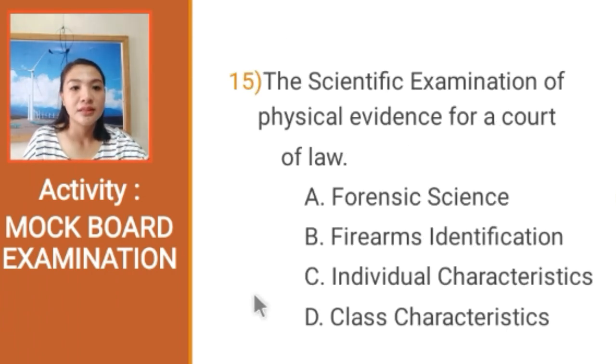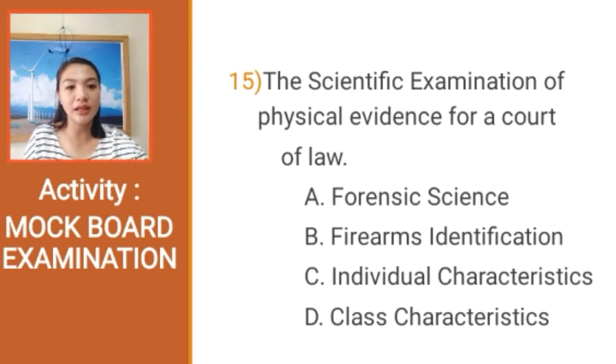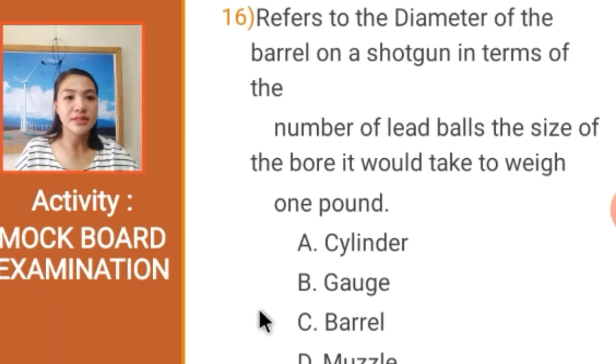Fifteen. The scientific examination of physical evidence for a court of law. A. Forensic science. B. Firearms identification. C. Individual characteristics. Or D. Class characteristics. Sixteen. Refers to the diameter of the barrel of a shotgun in terms of the number of lead balls, the size of the bore, it would take to weigh a pound. A. Cylinder. B. Gauge. C. Barrel. D. Muzzle.